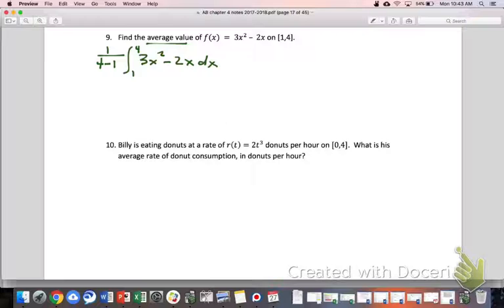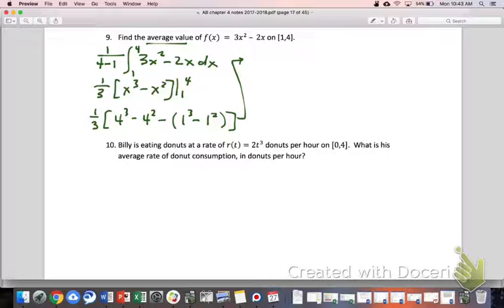I try to make this antiderivative really easy for you. So this is 1/3, of course. The antiderivative is x cubed minus x squared, using the power rule for antiderivatives. Make sense? Okay. Evaluate from 1 to 4. What I would do with this is I would plug in the 4. So that would give me 4 cubed minus 4 squared. And then I'd plug in the 1. That would give me 1 cubed minus 1 squared.